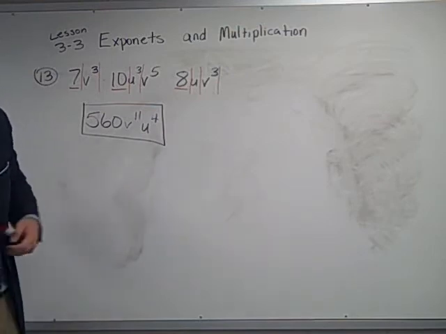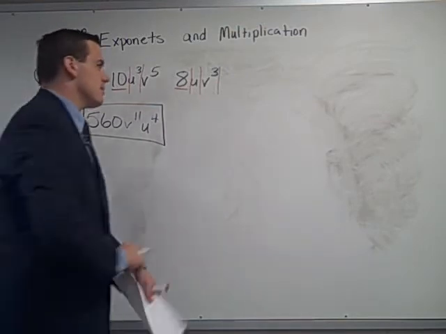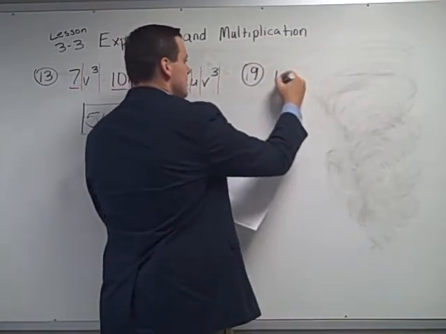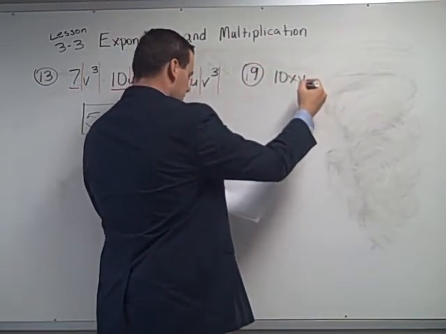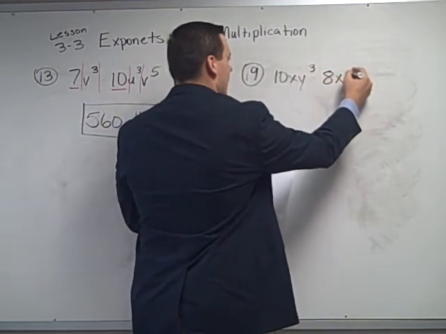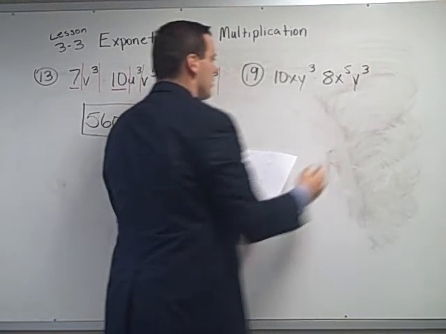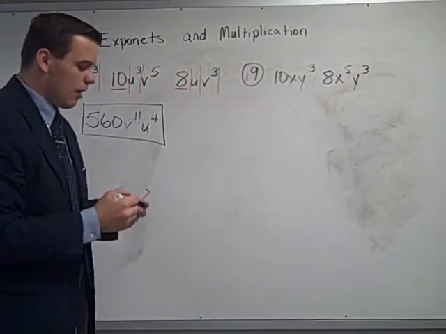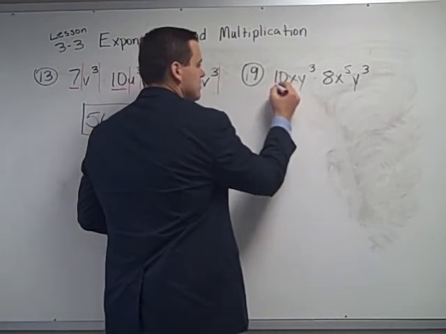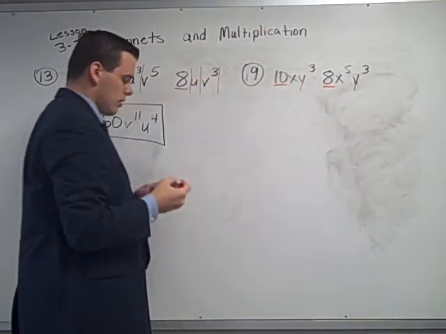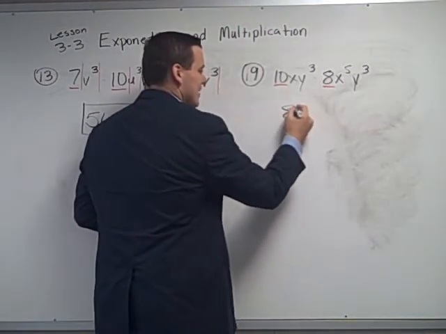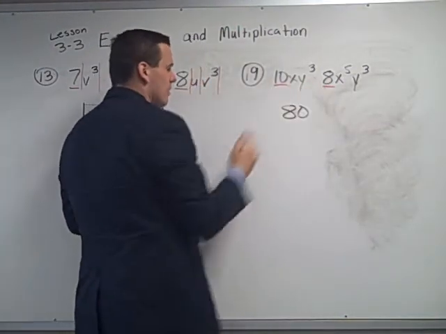And I'd also like to work number 19 from the homework. Number 19 is 10xy cubed times 8x5y cubed. Now, remember the first step, always identify those coefficients. The coefficients are 10 and 8. So that's our coefficients. So we need to multiply those. 10 times 8 is 80. So I've taken care of the coefficients.